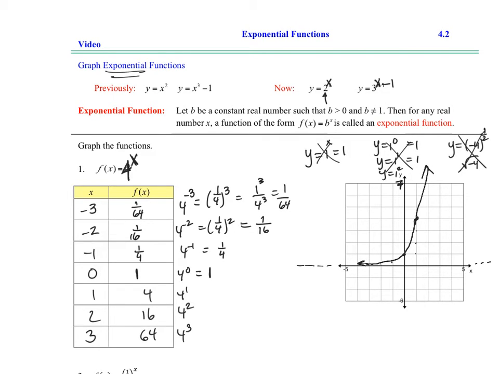And it can't ever reach the x-axis, let alone be negative, because we've got a base which is a positive number. And even when you take a positive number to a negative exponent, it's just a positive reciprocal, just a positive fraction. So our domain, you can put any number you want in there, positive or negative. Now the range, we're going from 0 to infinity. Okay, let's try another one.